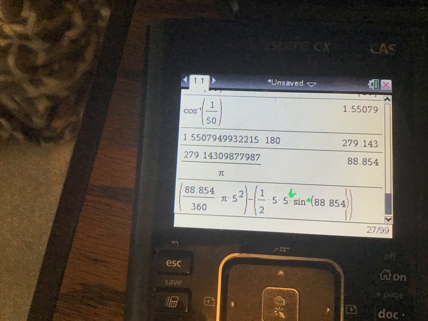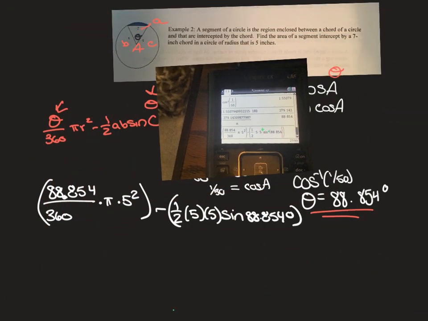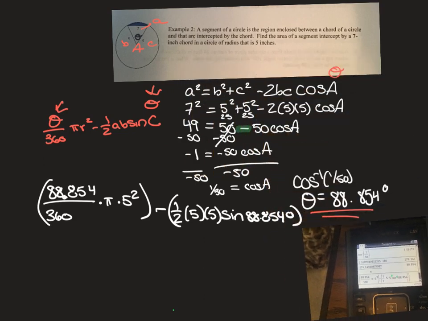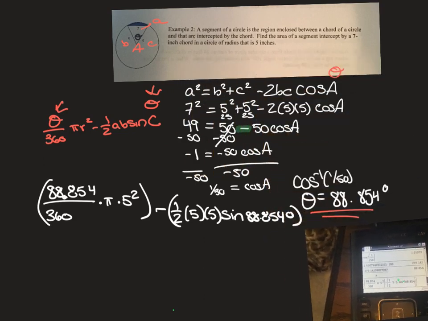So let me shrink down this calculator screen and put it down here in the corner. And you should get that the area of that segment is approximately 9.676. The lengths in the problem were inches, so this is inches squared. We're going to skip problem number 3 and we're going to do example number 4.